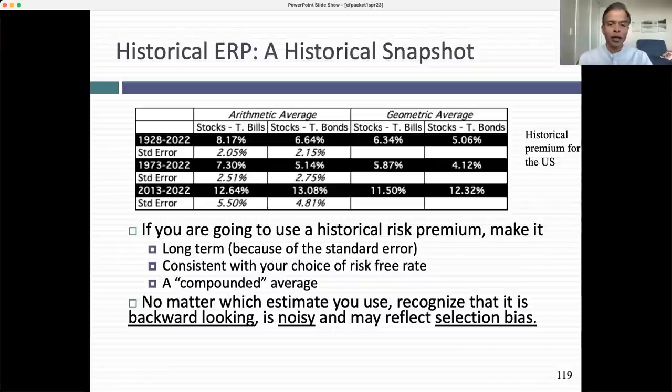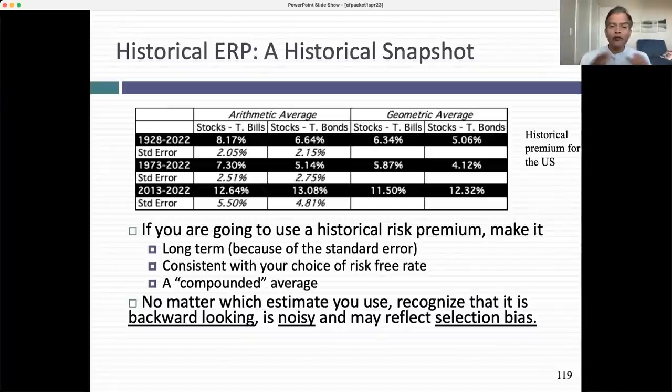90% of people use the CAPM, use historical premiums. I don't like it because it's backward-looking and noisy. And there is a selection bias. And here's the selection bias. You know what the most successful equity market in the 20th century was? It was the U.S.